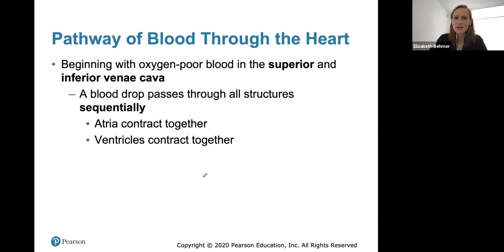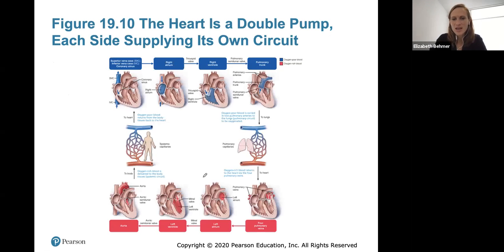The pathway of blood through the heart begins with oxygen-poor blood in the superior and inferior vena cava. A blood drop passes through all the structures sequentially. The atria will contract together and the ventricles contract together. This is the pathway of a drop of blood throughout the heart. Oxygen-poor blood is in blue and oxygen-rich blood will be in red after it goes to the lungs to pick up oxygen.